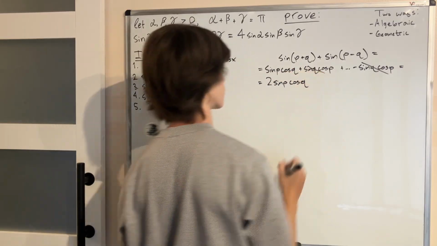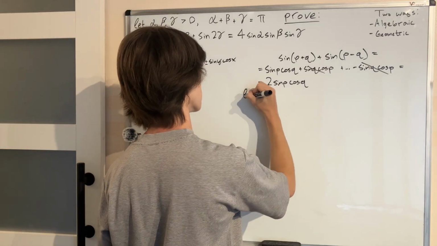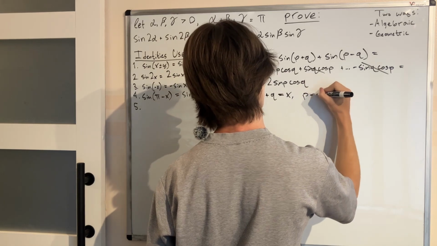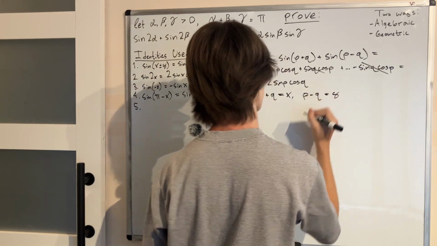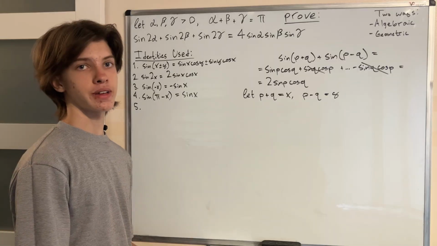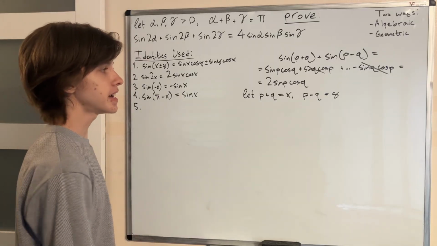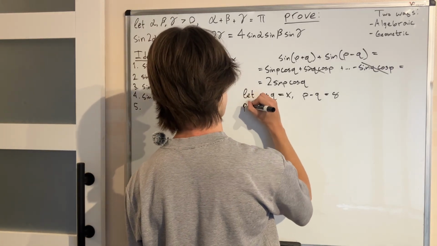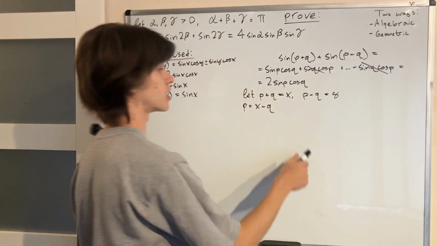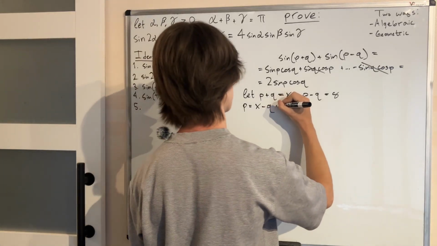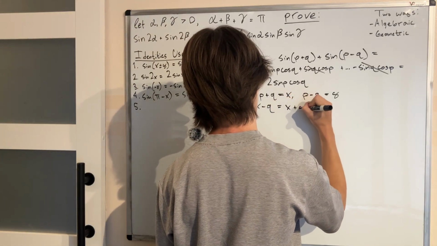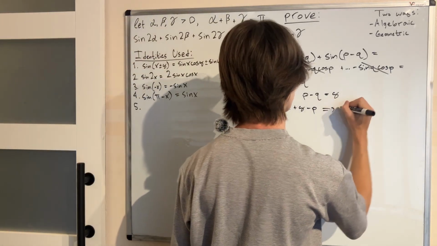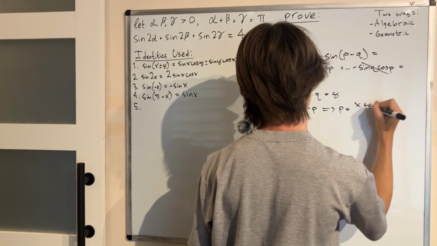and we will result with 2 times the sine of p times the cosine of q. Now, say you let p plus q equal to some single variable like x, and p minus q equal to y. Well, what will this now be equal to? Well, we simply have to find p in terms of x and y, and q also in terms of x and y. What will we get? We get that p is equal to x minus q. We know that minus q is equal to y minus p, so this is equal to x plus y minus p. Therefore, 2p is equal to x plus y, or p is simply half of x plus y.